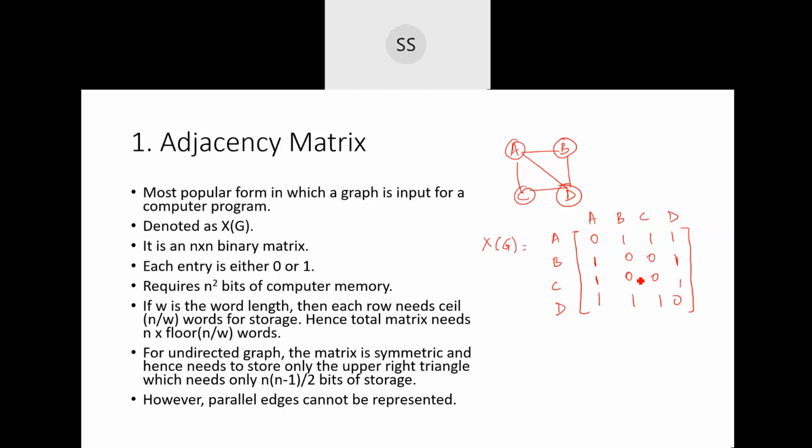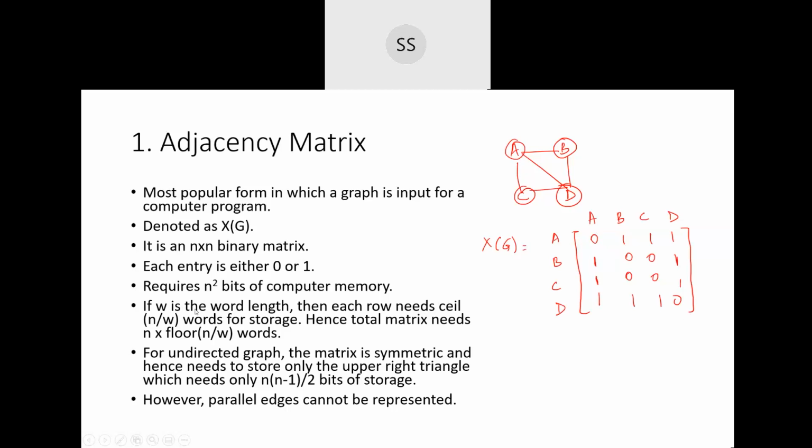Now on the basis of this, they have made some statements. It is an n by n binary matrix, consisting of n vertices. How many vertices? 4. So a 4 by 4 binary matrix. Each entry is either 0 or 1. How many bits will it require? It will require n squared bits. For 4 vertices, that is 4 into 4, so 16 bits are needed to represent this in computer memory.